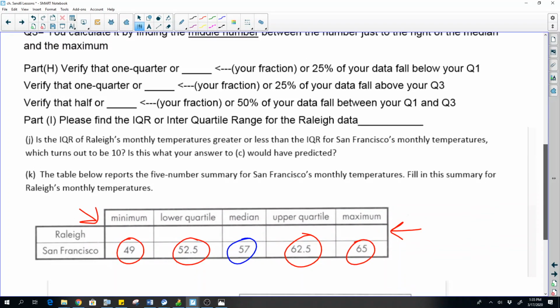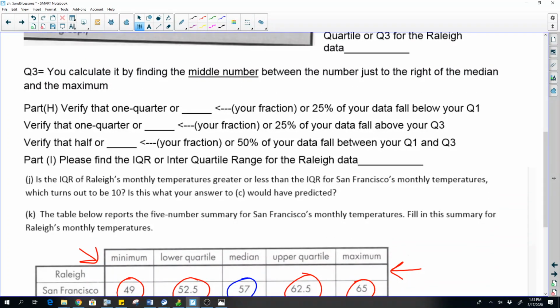Use Raleigh's data to fill in those squares, and also find the IQR, which is Q3 minus Q1. So find the interquartile range for Raleigh's data. Is it more or less than San Francisco's? San Francisco's turns out to be 10, because it's 62.5 minus 52.5, which is just 10. So San Francisco's IQR is 10. Is Raleigh's going to be more or less?